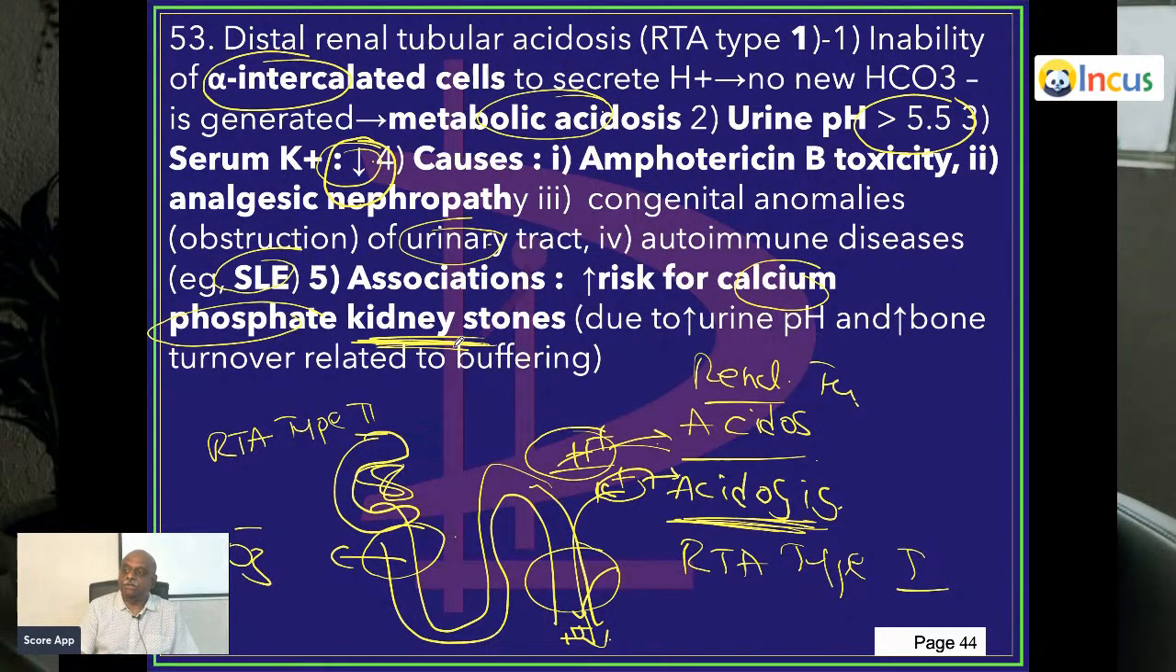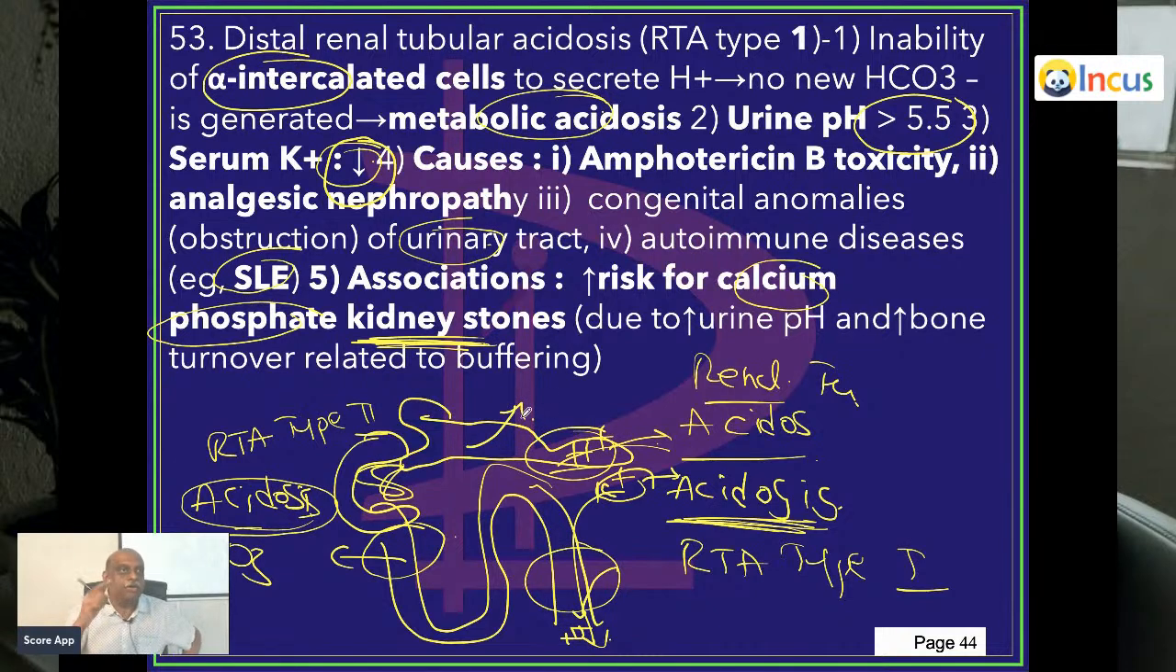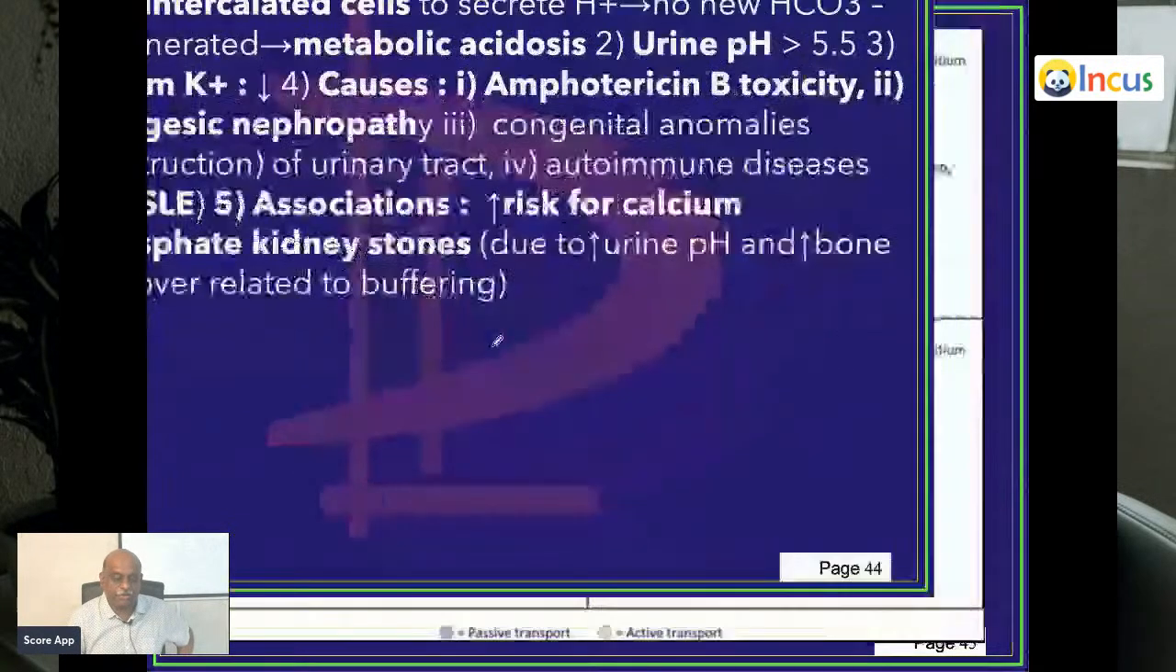Why? Because whenever the acidosis is there, there is an increased bone turnover, because the bone needs to undergo turnover and release the phosphate in order to compensate that acidosis. That's the reason all that excess phosphate leads to development of calcium phosphate kidney stones is what we need to remember. So distal renal tubular acidosis is associated with calcium phosphate kidney stones because the acidosis causes increased bone turnover, and that leads to development of the calcium phosphate stones is what you need to understand.